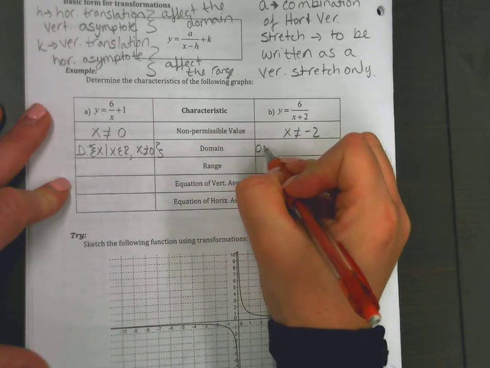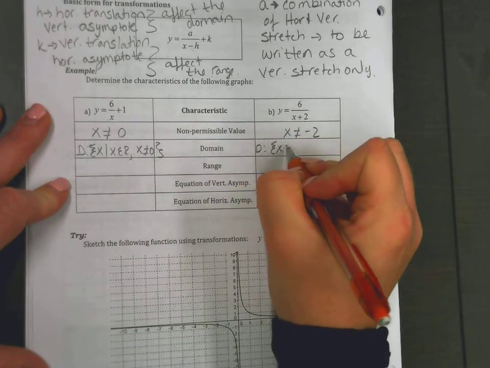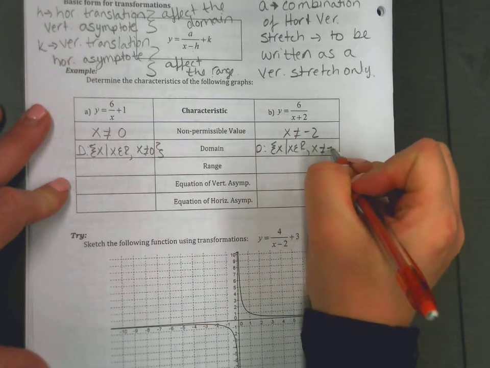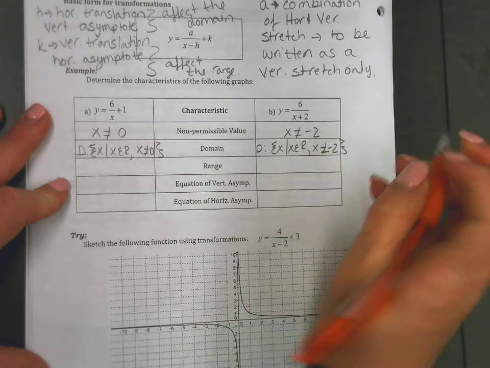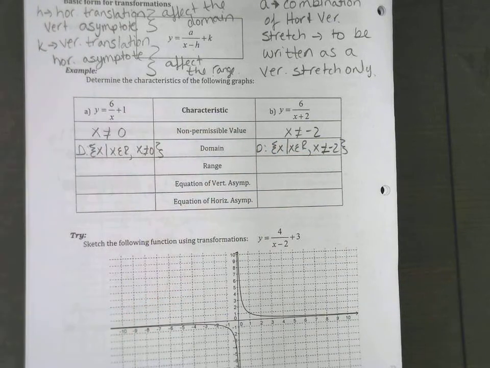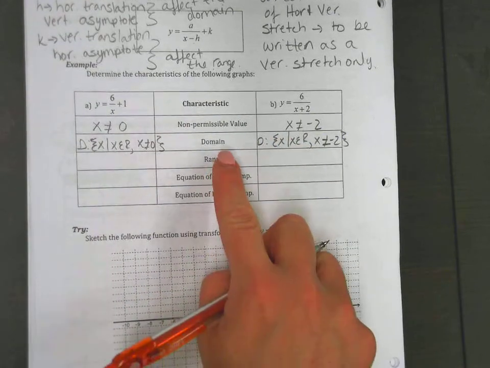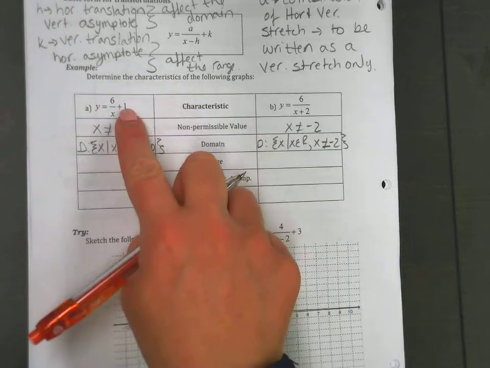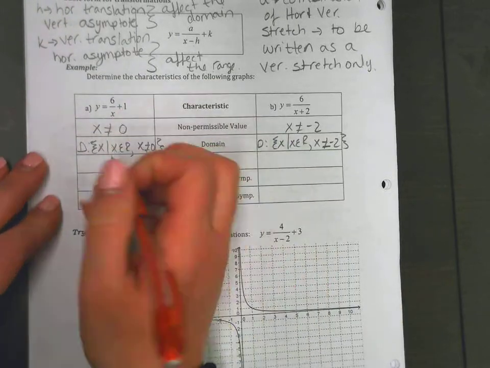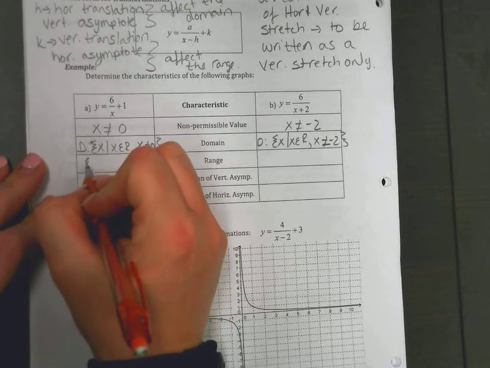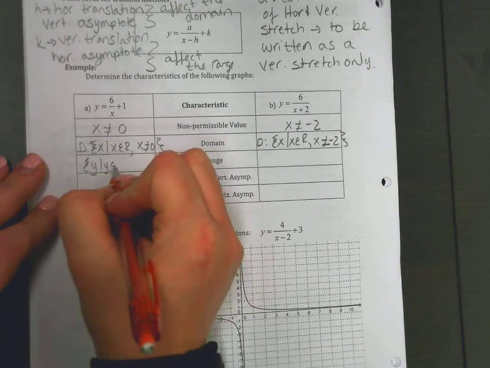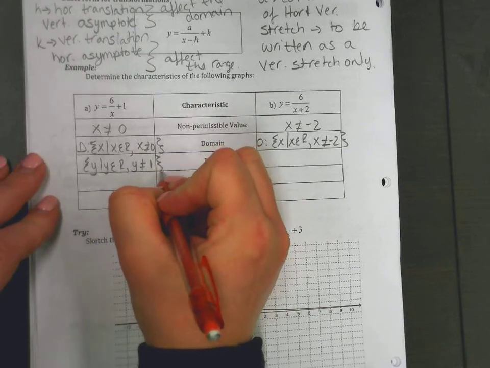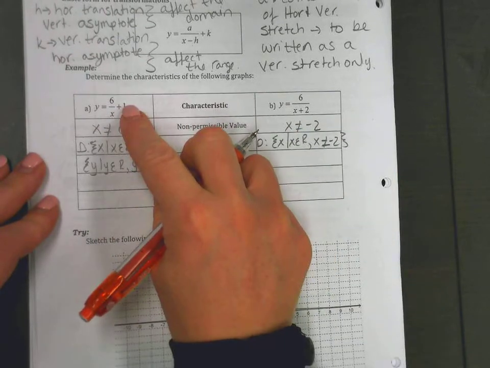Okay, the range is related to the k value. So here my k value is 1. That means my range is going to be all real numbers, except for y cannot equal 1, because that's where my horizontal asymptote is going to occur. Here, my range is going to be all real numbers, except for y cannot equal 0, because my k value here would be 0.